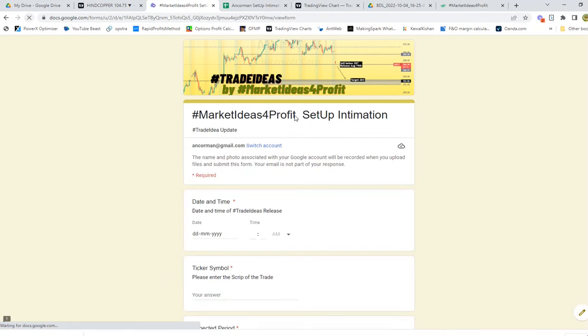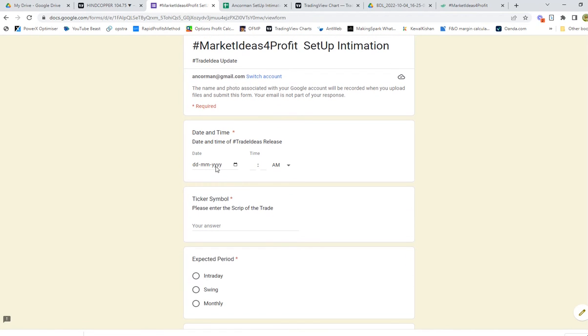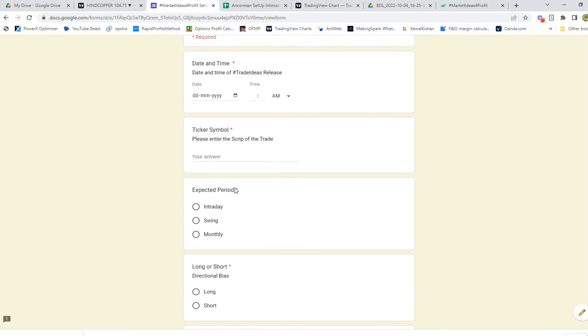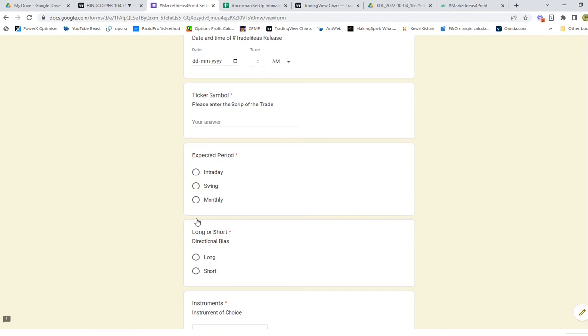Here, this is a Google form sheet, in which once I enter these details, I will enter the date, the time, and the ticker symbol. In this case it will be Hindustan Copper. What kind of period is expected? It will be a swing trade, so it is not an intraday trade, it is not a monthly trade, it is a swing trade. Probably it will take 3, 4, 5 weeks to get to where it wants to get, between 2 to 4 weeks or 5 weeks.